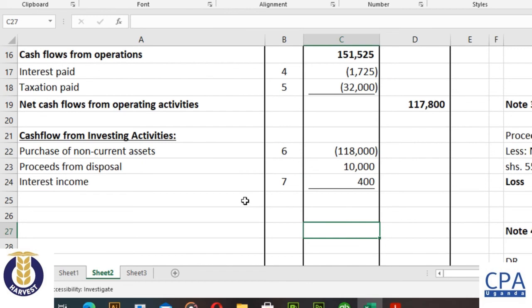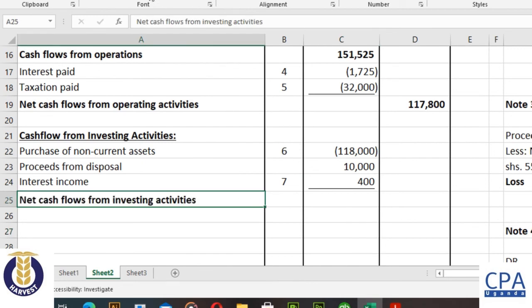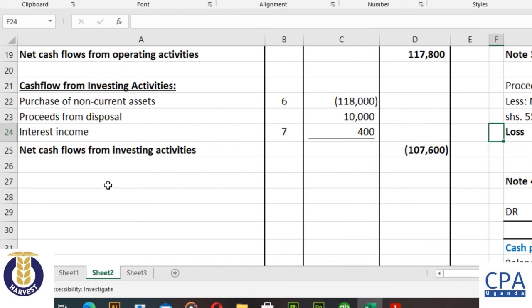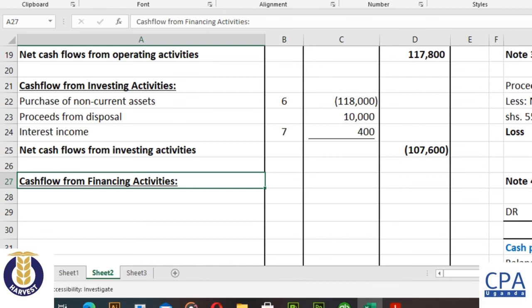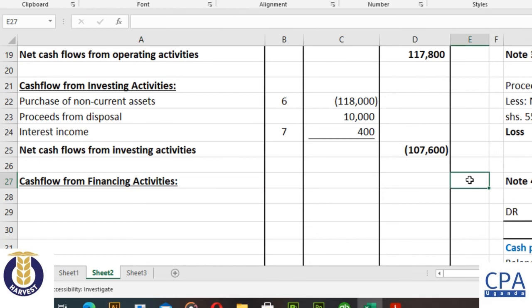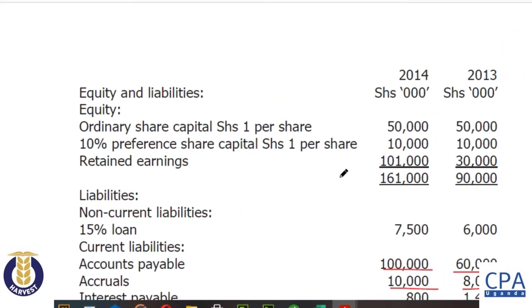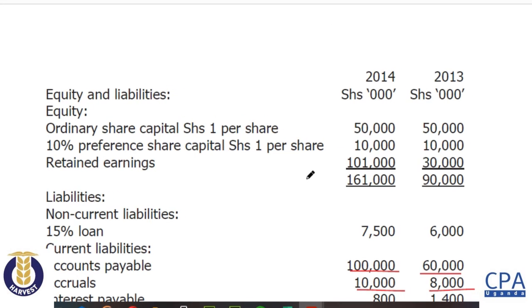So at the end of the day, we shall have the net cash flows from investing activities, which come to 107,600 million. All right. Next, we move to the last part of the cash flow statement, which are the cash flows from financing activities. And now this one, I'm going to give you a very, very special skill for handling financing activities. Now, when it comes to financing activities, the first thing you should ask yourself is, where do we get money? If you are financing our enterprise, where does the money come from?